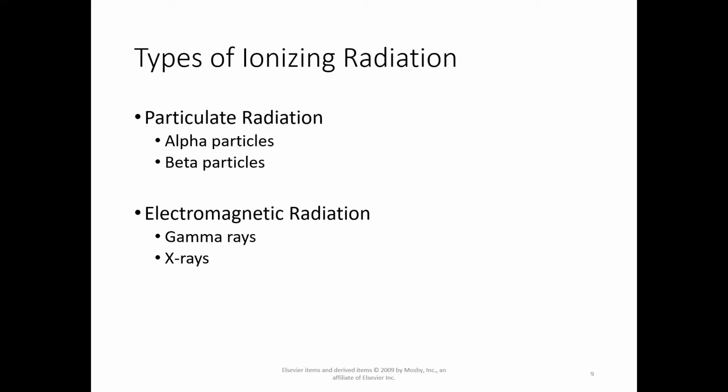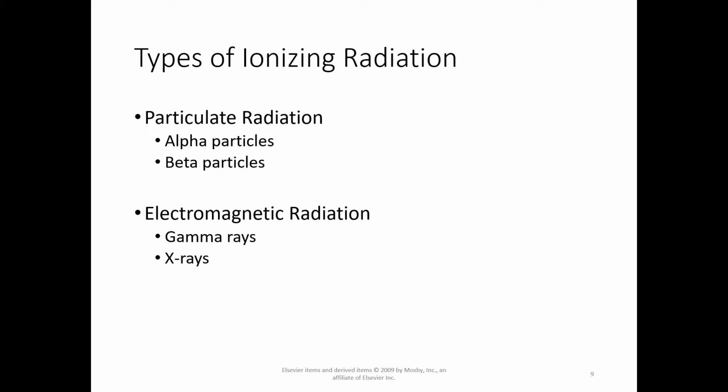The type that I didn't discuss during this video is particulate radiation, alpha particles and beta particles. These are fundamentally different from electromagnetic radiation in that they are parts of the nucleus of an atom being essentially fired away from the atom at high speed. So pieces of matter being shot away at high speed, whereas electromagnetic radiation is not matter, it's potential energy moving through space.